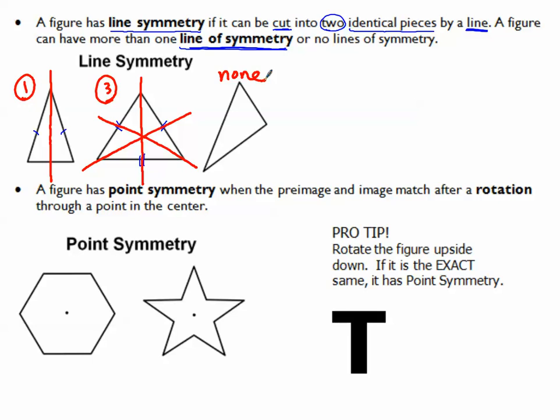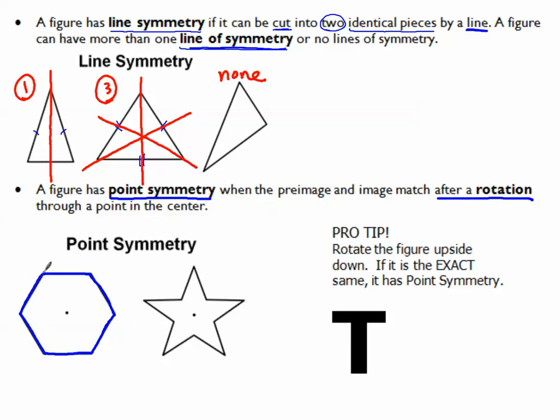What about point symmetry? When does a figure have point symmetry? When the pre-image and the image match after a rotation through a point in the center. I'm going to show you how that looks.